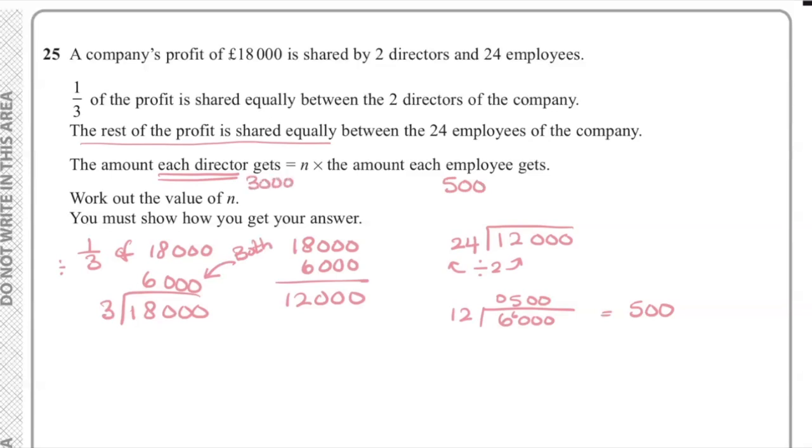So what we've got to finish off is 3,000 for one director is equal to a number we don't know multiplied by 500. So 500 times something. And you can do this almost on your fingers if you wanted to, until you got to your 3,000. The answer is 6, and that's what they were looking for.